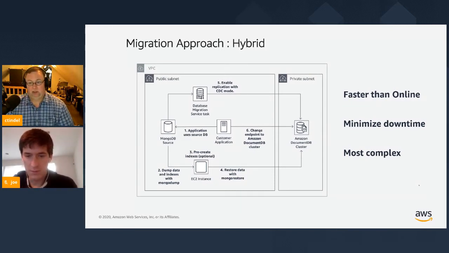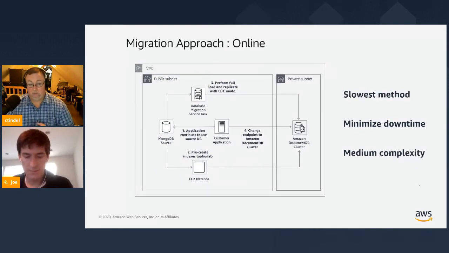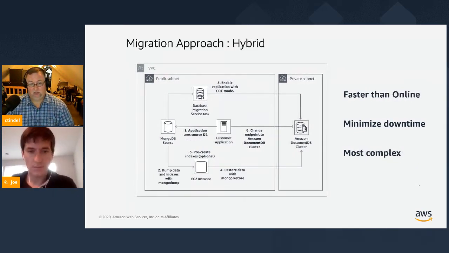So this is really, it's still going to minimize downtime, but it's going to be more complicated because you're going to do a manual restore and you're going to use DMS just to keep track of changes. Whereas back here, we were using DMS to do a full load and replication with CDC mode. Here, we're just going to use DMS to do the CDC mode. We'll do the full load with the command line tools. So this is the most complex, but it is the fastest and will minimize downtime for you.